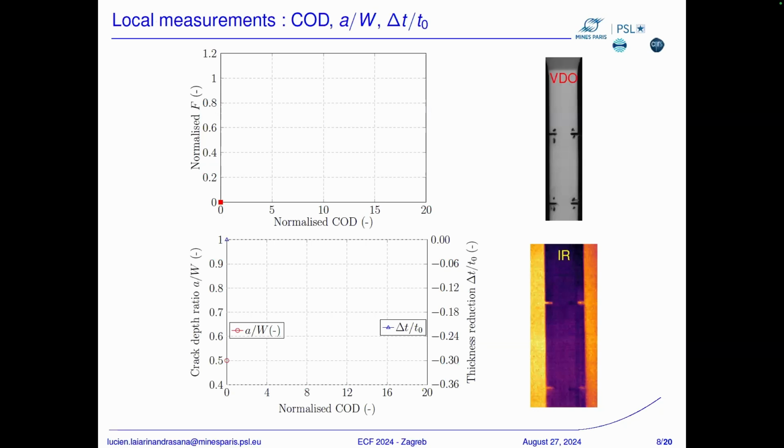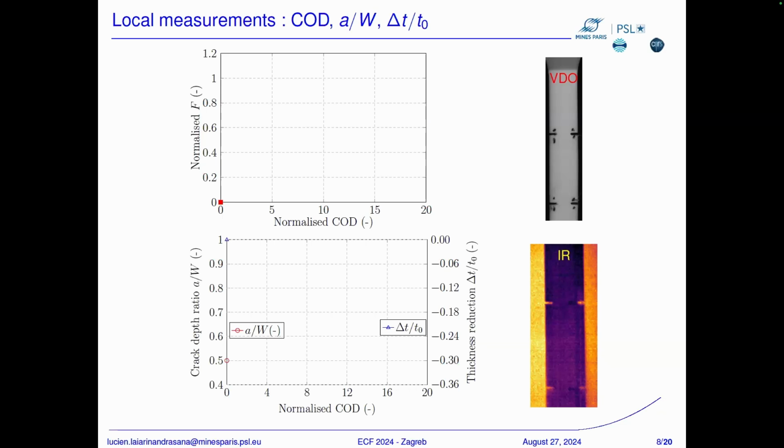And so we have then transformed this curve to load versus opening displacement that has been measured, as I said, here on this crack. And then the other curve is the crack depth ratio, which has been measured with the length of the remaining ligament here, and the thickness reduction that has been measured right here from the infrared camera, because we have turned the specimen a little bit in order to have the width and the thickness of the specimen to do that.